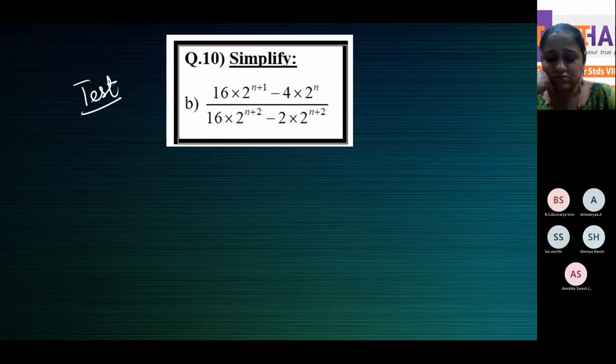Yes, ma'am. Can I tell, ma'am? You got the answer, Sai Smriti? Yes, ma'am. Is it 1 by 2? 1/2. Read out your steps, Sai Smriti. Or can you share the picture of your answer? Through WhatsApp, ma'am. Can I read out the steps? Yeah. Read out the steps. Yes, ma'am. 16 into 2 into 2 to the power n minus 4 into 2 power 2n.